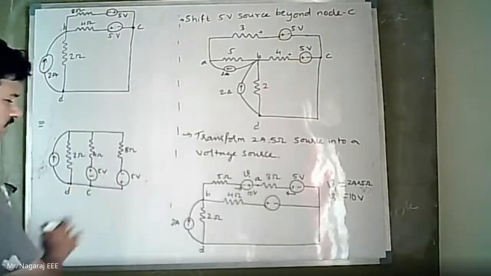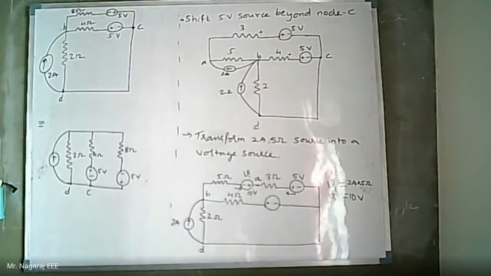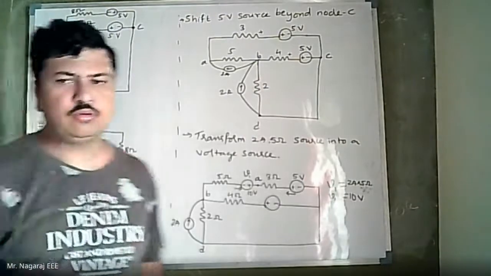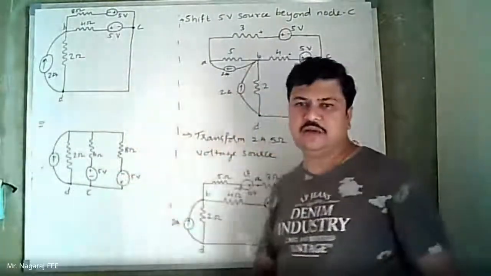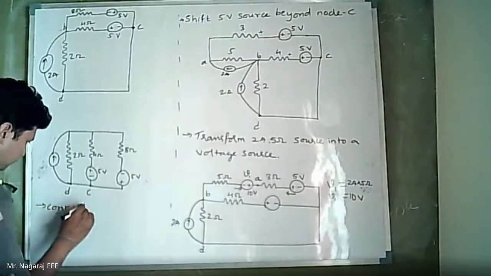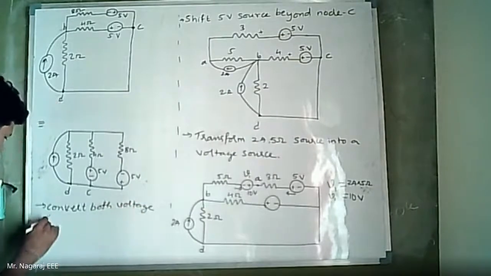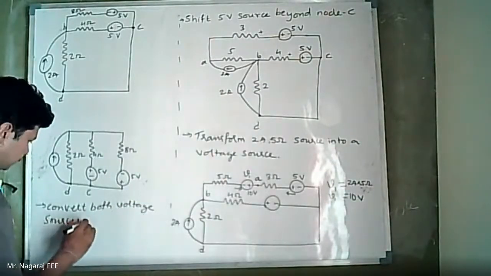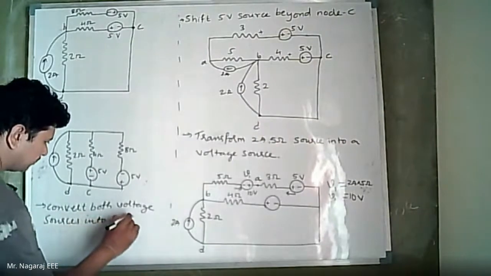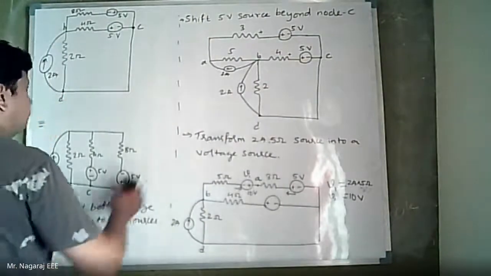Now, two voltage sources are in parallel. You convert them into two current sources, because I cannot solve these two voltage sources in parallel directly. We know that. So now we have to convert both of these voltage sources, which are in parallel, into current sources.